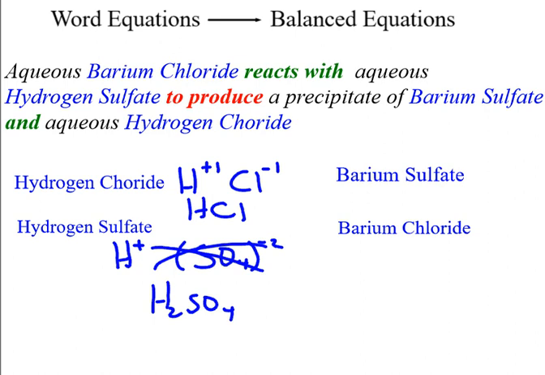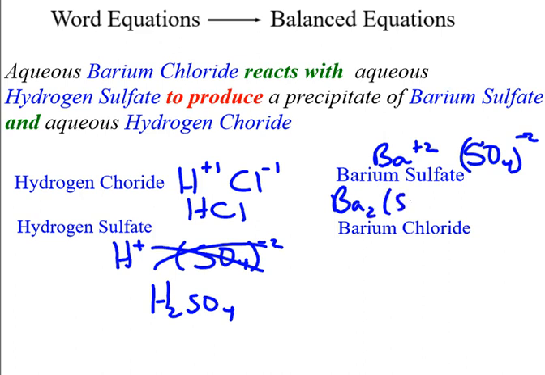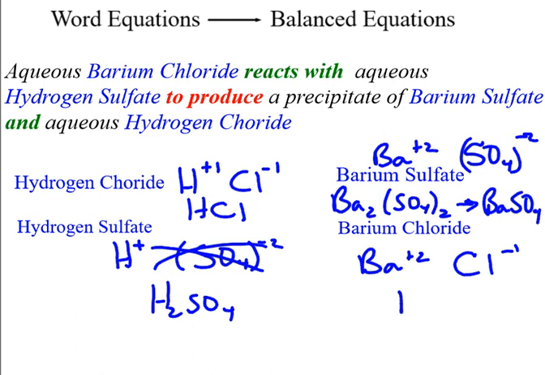Barium sulfate. Barium, with its charge of +2, reacts with sulfate with its charge of -2. We get Ba2SO4 2, which reduces to BaSO4. Remember always to reduce for ionic substances. Barium chloride, barium +2 and chloride -1, forms the molecule BaCl2. Now that you know the formulas, we can use these formulas to write the actual equation.